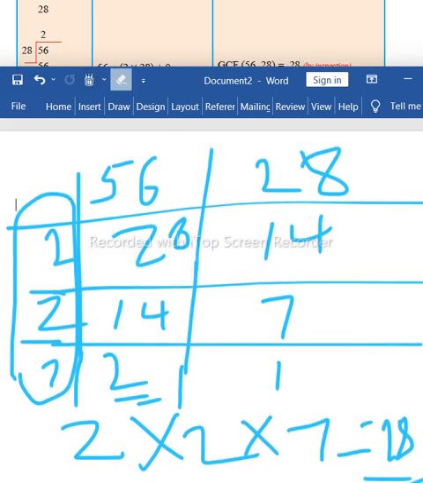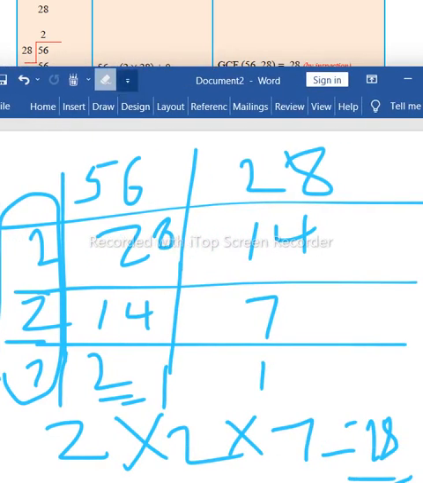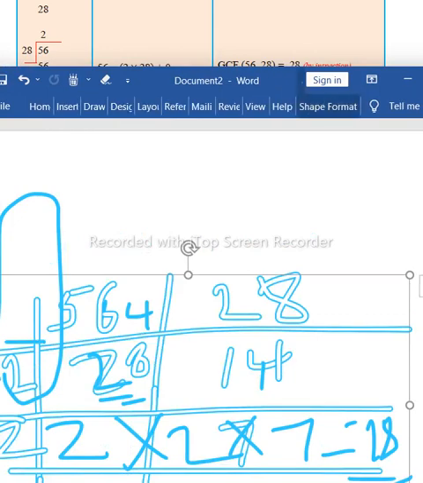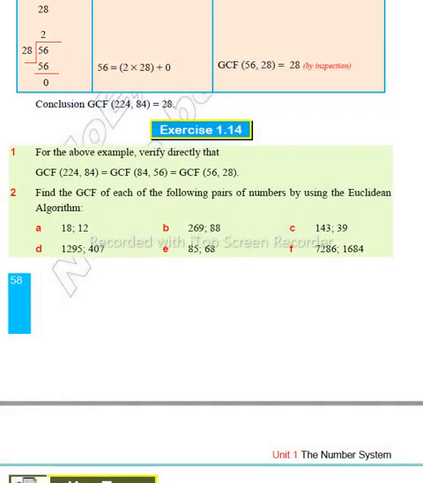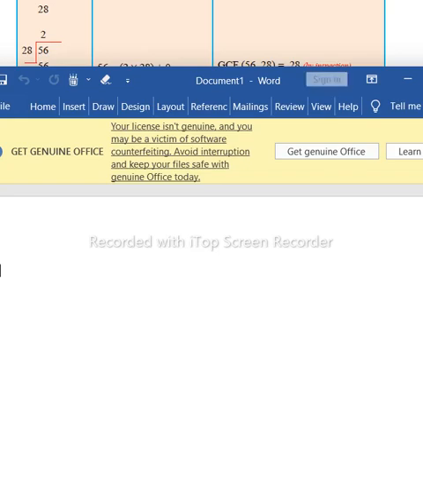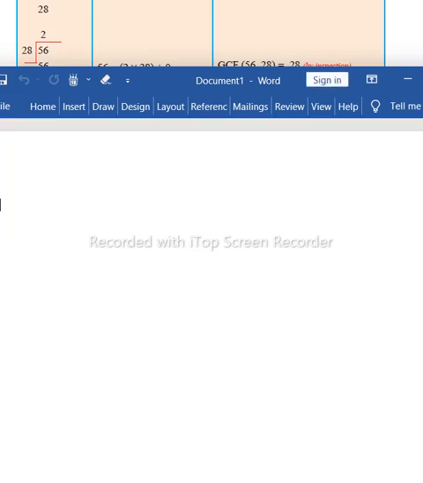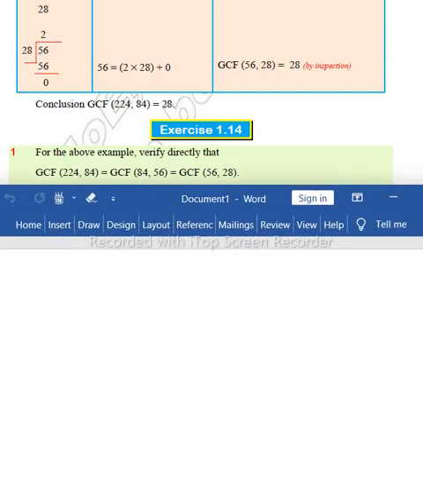So we prove this answer with this formula. This formula is very good for finding the greatest common factor and the least common multiple of two numbers. So we can also do it for 3 numbers.